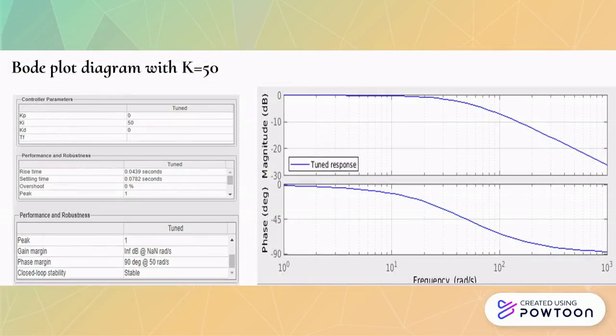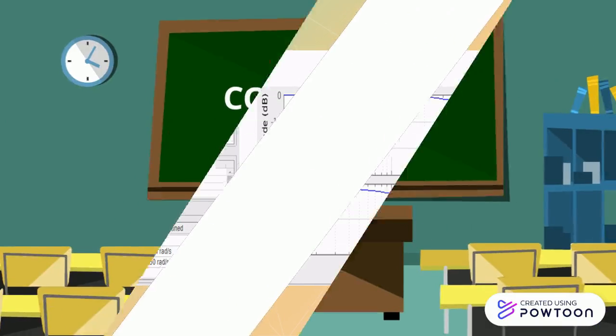The Bode block diagram with K equal to 50. The K that we use is 50 and the time set is 0.04 seconds. The time rise that we get is 0.0439 seconds and the overshoot is 0%. This closed loop system is stable.